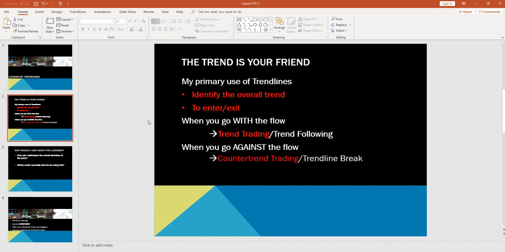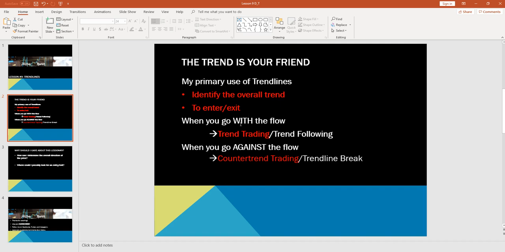The key thing to know here is that the trend is your friend, if you know how to use it properly. I have heard people talk about how they use trend lines, but this is just how I use them, so there could be many other applications that you might hear. That's cool, feel free to share it in the comments if you come across one. But this is my primary use: to identify the overall trend and then to place my entries or exits.